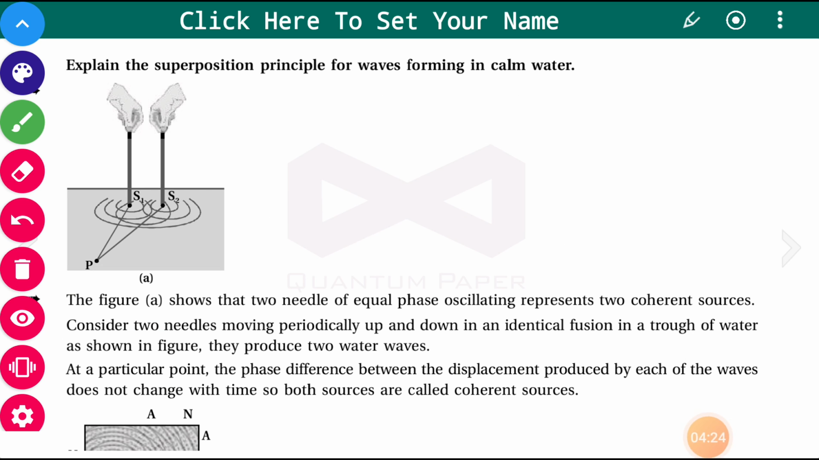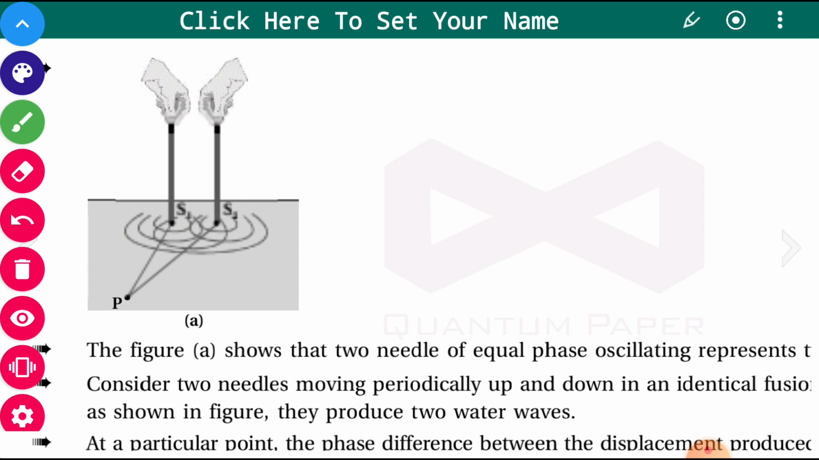Now explain the superposition principle for wave forming in the calm water. Figure shows that two needles of equal phase oscillating represent two coherent sources. Coherent sources means the sources which are oscillating with the same phase or the phase difference between the two sources remains constant, then the sources are said to be coherent sources. So these are the two needles which are oscillating up and down in the calm water.